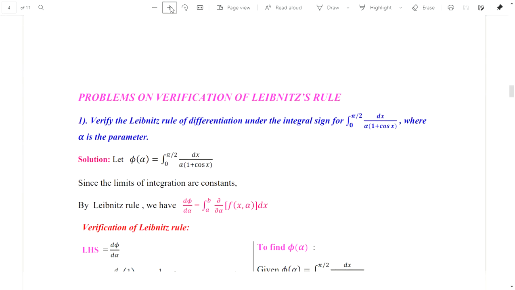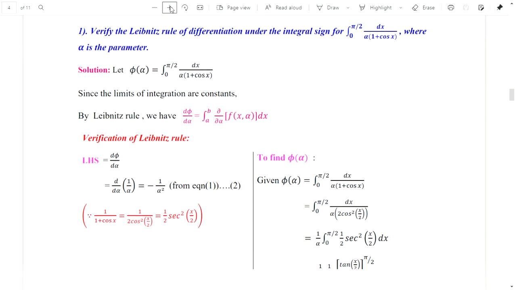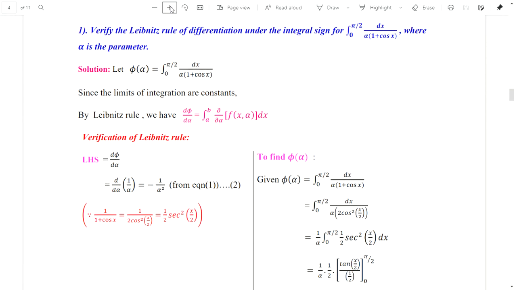Now let us do the problems based on the Leibniz rule. The first problem is: verify Leibniz's rule of differentiation under the integral sign for integral of 0 to pi by 2 of 1 divided by alpha into 1 plus cos x, where alpha is the parameter. Alpha is the parameter means alpha is also a variable here.